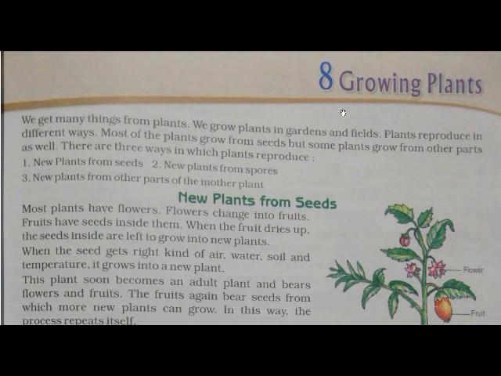So in the first paragraph, they are telling that we have seen different types of plants in different gardens, and we know that plants reproduce in different ways. There are three ways in which plants reproduce. One, from the seed the plant comes. Number two, from the spores, and number three, from the part of a mother plant. If we take the branch and we sow it, then from there a new plant will come.